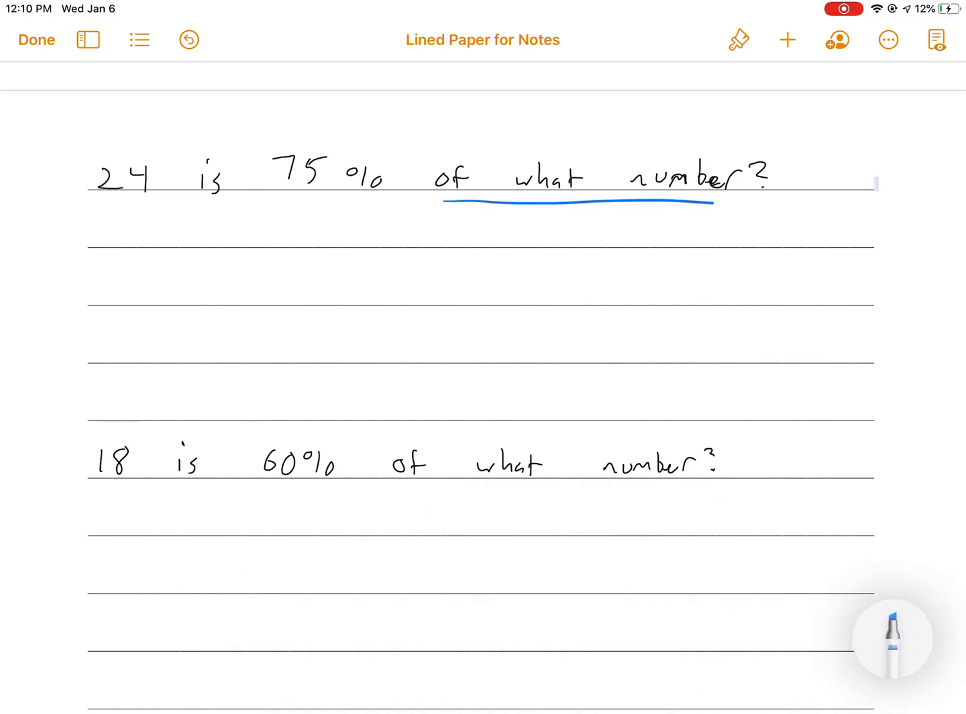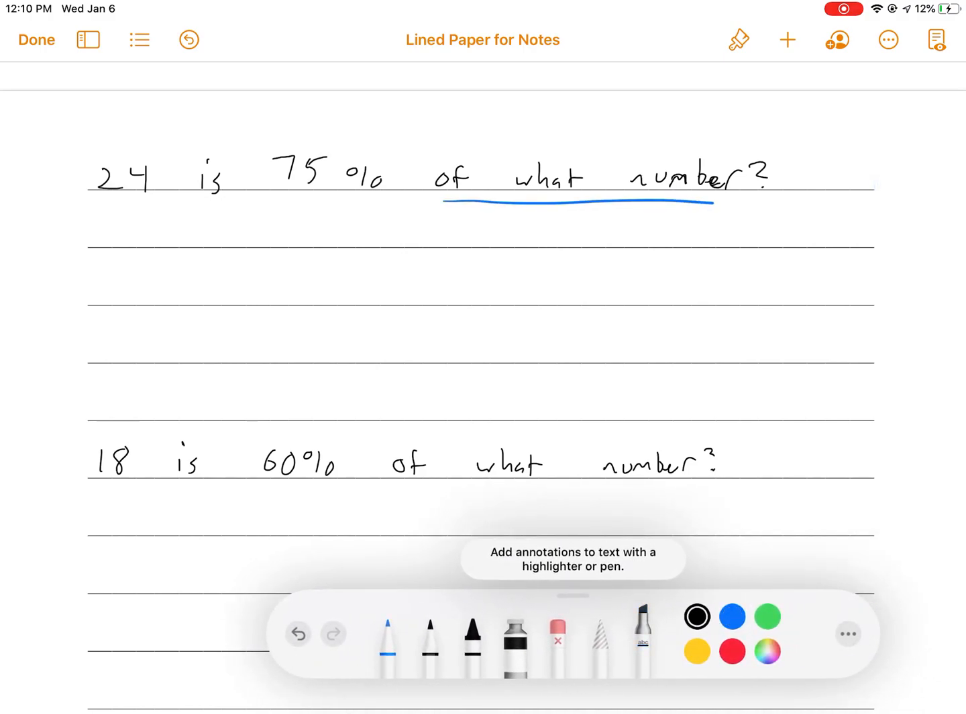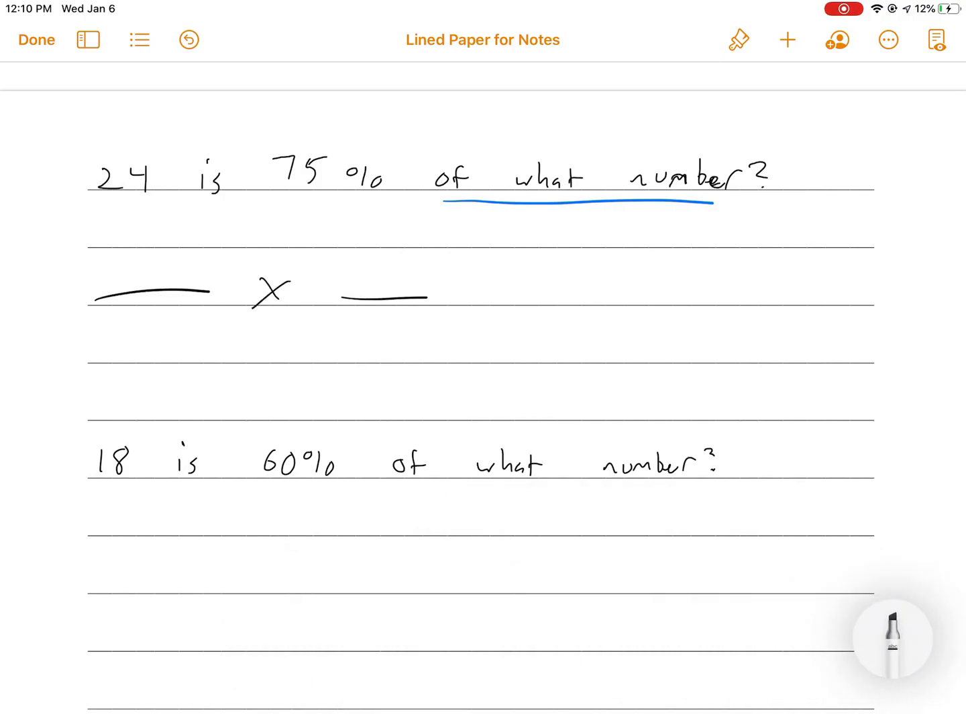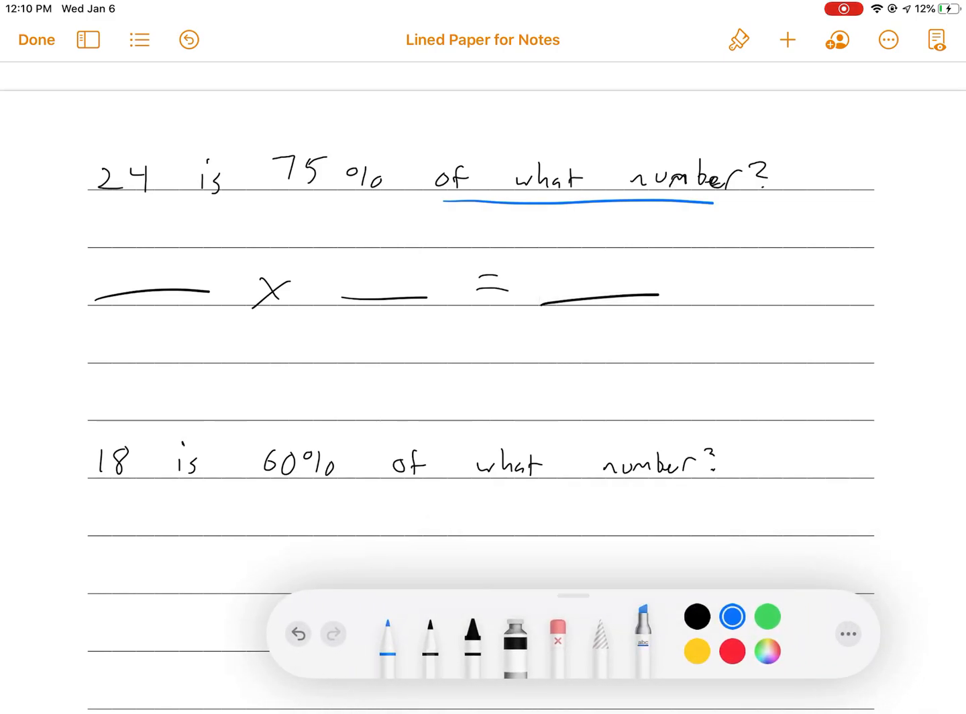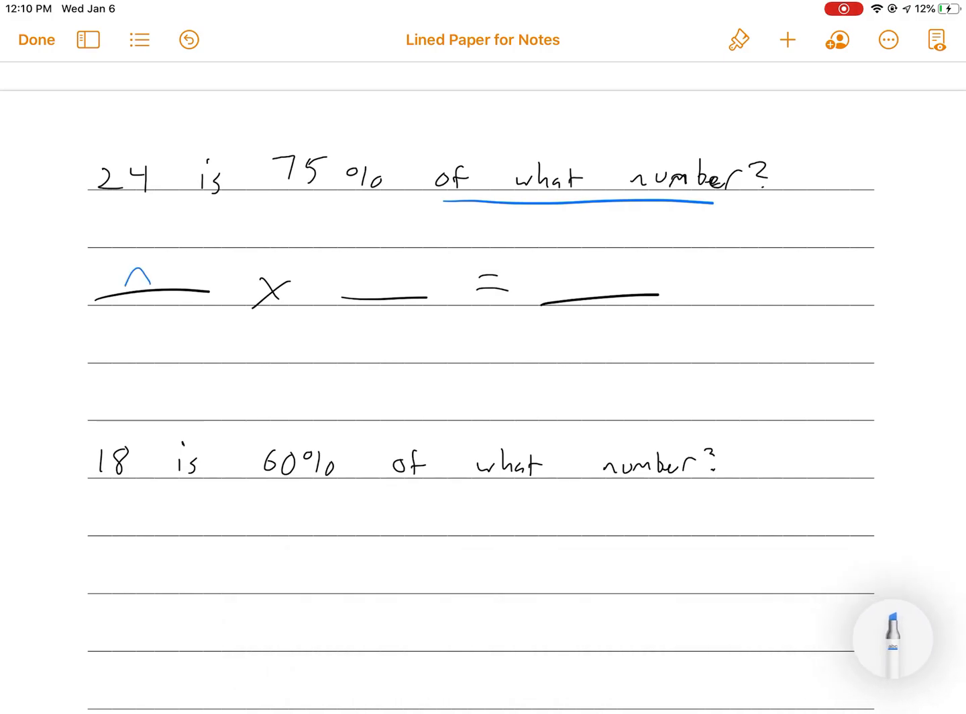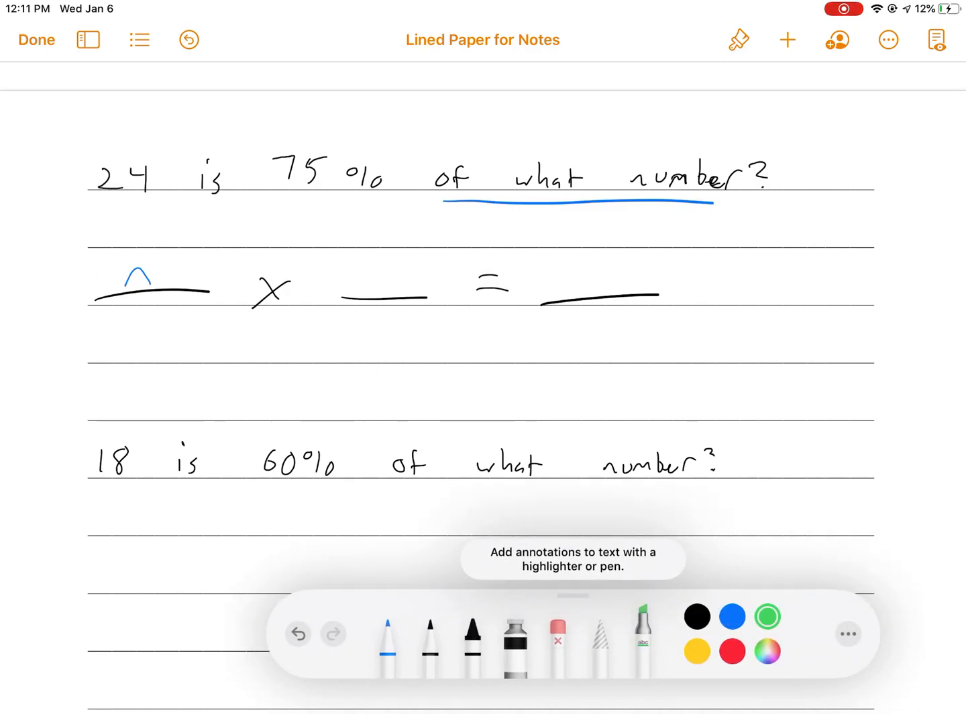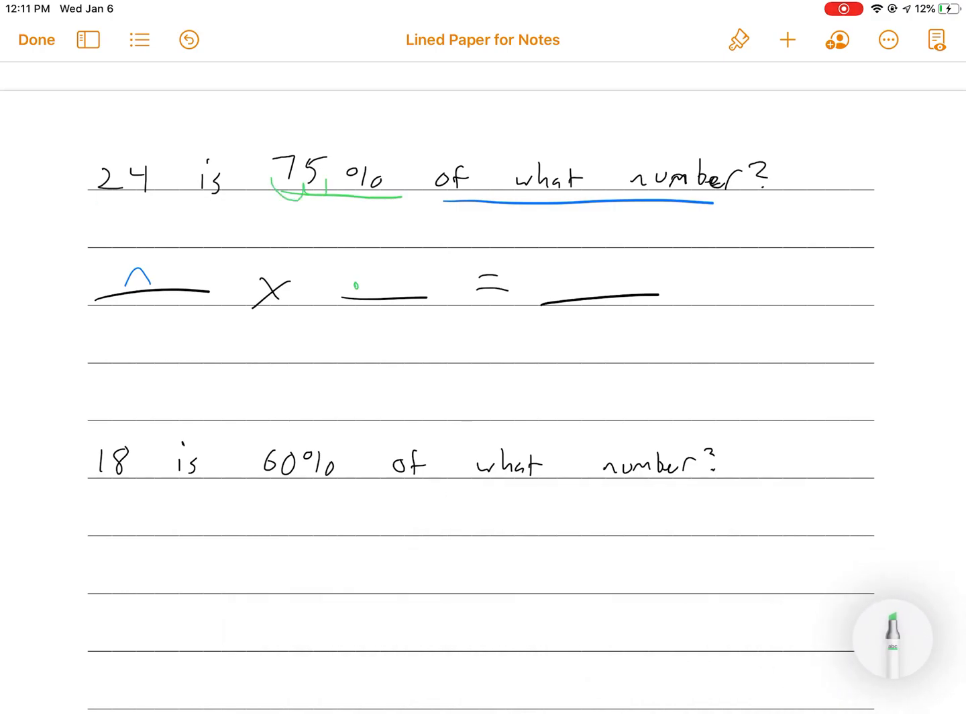So now we have our last type of problem where we don't know our of number. Once again, I will do the same first step that I've always done. I will set up my equation frame. I will plug in my OD numbers. Of is what I don't know, so I will go ahead and call that n, just for the sake of using a letter that isn't x, because I already have a multiplication sign. I need my percent changed to a decimal. So I move that decimal 2 spaces to the left, and that's 0.75, or 75 hundredths. And now I need my is number, which is 24.